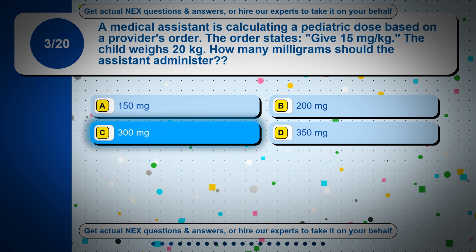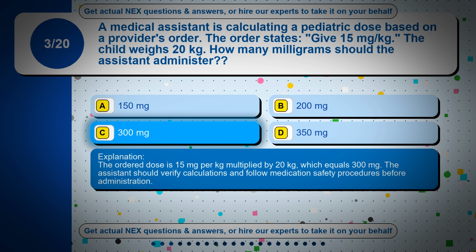300 milligrams. The ordered dose is 15 milligrams per kg multiplied by 20 kilograms, which equals 300 milligrams. The assistant should verify calculations and follow medication safety procedures before administration.